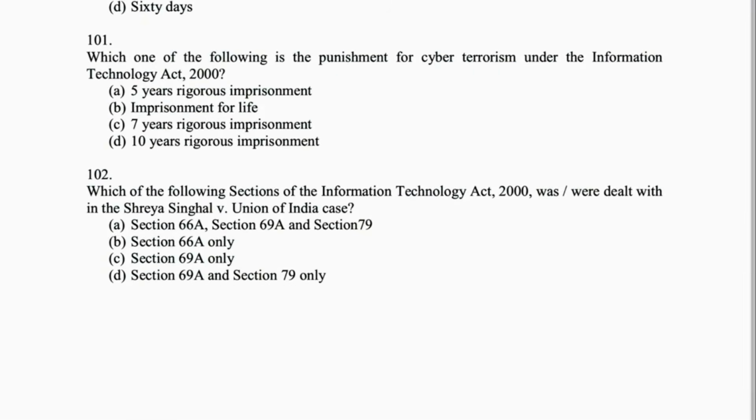Next, 101. Which one of the following is the punishment for cyber terrorism under IT Act? Imprisonment for life. B is the answer. And where is the provision? In 66F of IT Act.